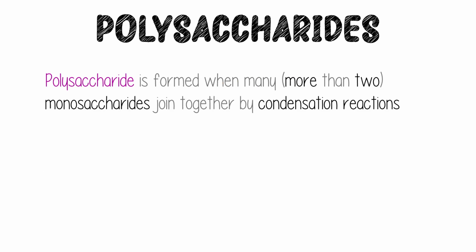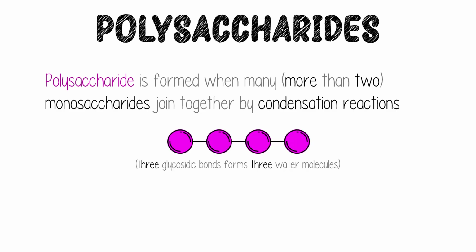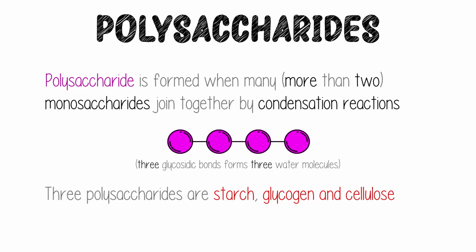A polysaccharide is formed when more than 2 monosaccharides join together by condensation reactions. You must know that for every glycosidic bond formed, a water molecule is produced. There are also 3 polysaccharides you need to know about: starch, glycogen, and cellulose.